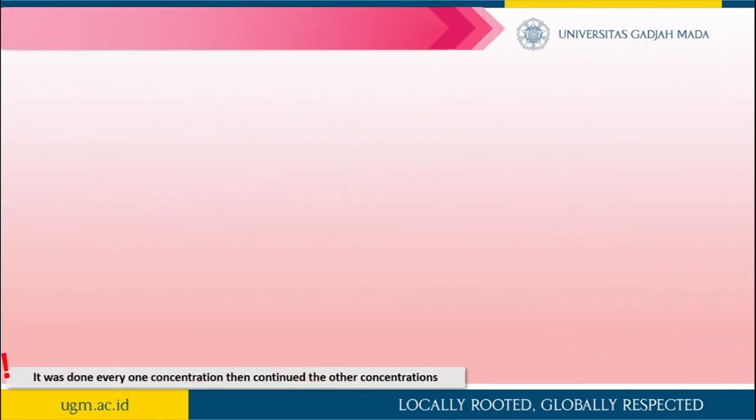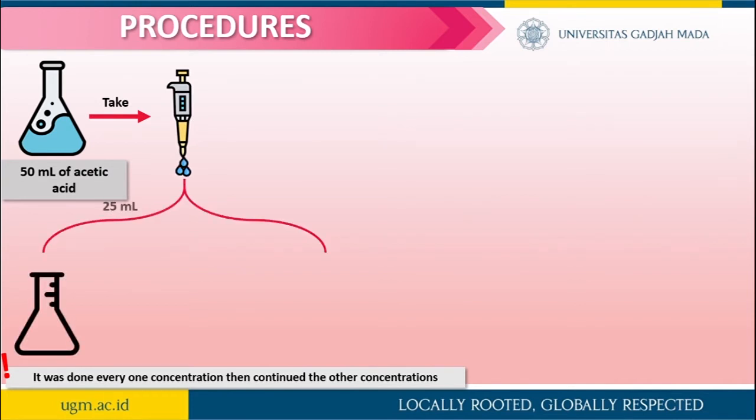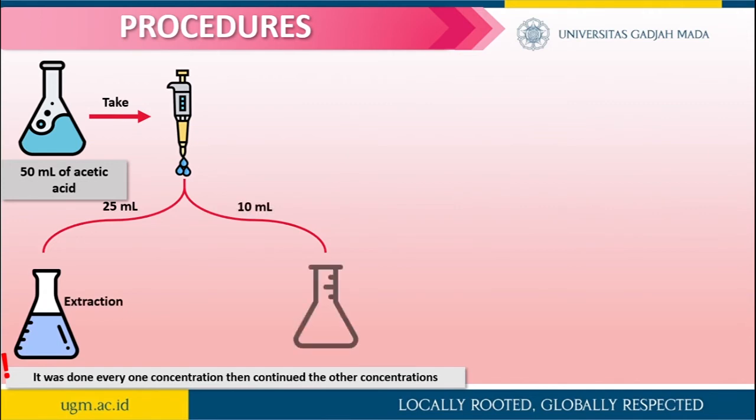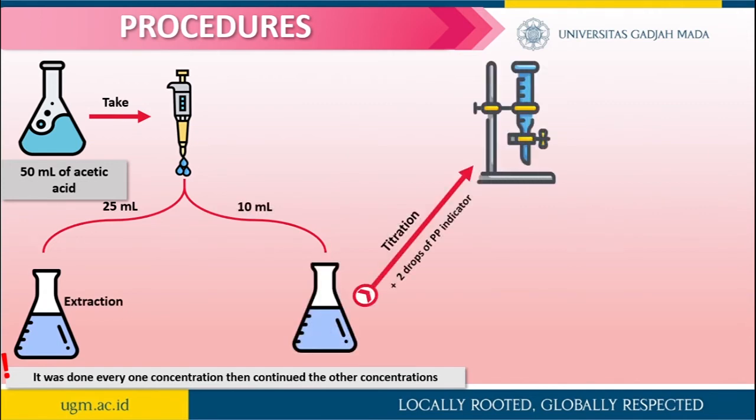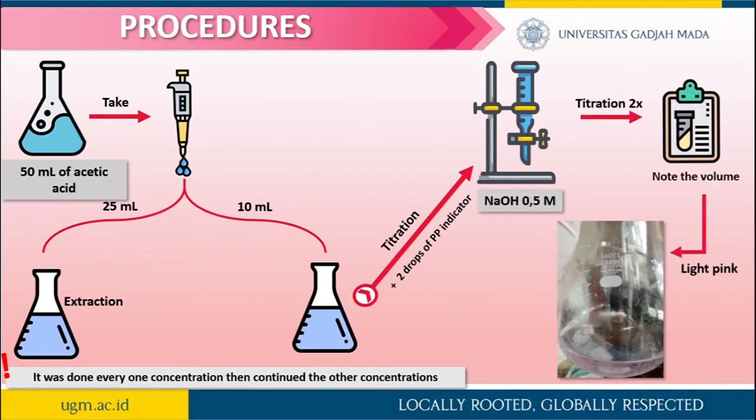This part is the crucial part, where each concentration of acetic acid from the previous step was divided into a two-part treatment. In the first part, the solution will be titrated directly. Meanwhile, in the second part, the solution will undergo the extraction process.